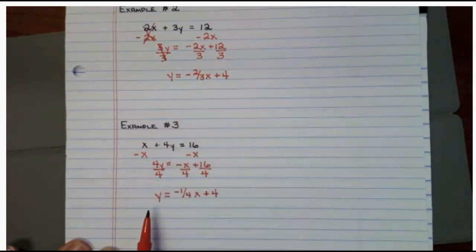This is in slope-intercept form. Y is equal to, there's my slope, negative 1/4. I write down the x, and then my y-intercept is down here on the end.